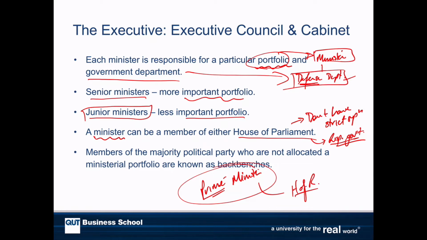The members of the political party who aren't a minister are known as backbenchers. Why? Because if you look in Parliament, they have these rows of benches, and the ministers sit at the front and the people without a ministry sit at the back. They sit on the back benches of Parliament. So there's some terminology: minister, prime minister, senior minister, junior minister, backbenchers.